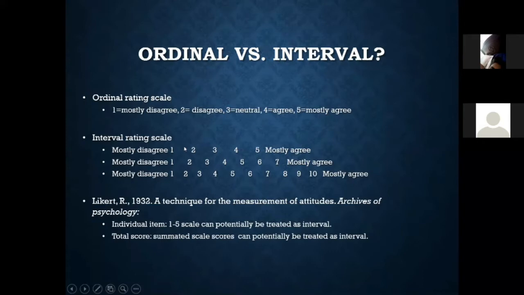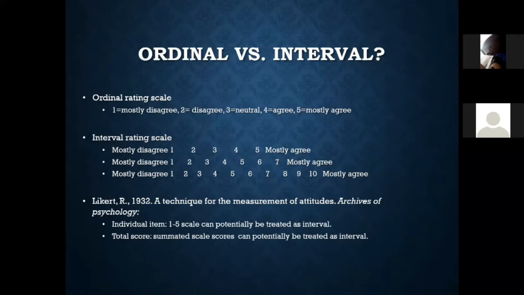So for an interval rating scale, you can treat each item as interval continuous, which means that you can use parametric tests for these questions, because according to Likert, 1932, this one is a very old paper. For an individual item, a 1 to 5 scale can potentially be treated as interval, at least a 5-point scale. For the total score, it can also be treated as interval. So if you have 1, 2, 3, 4, 5, and then you have 6 or 7 questions, you calculate the total score, and that total score can be treated as interval.